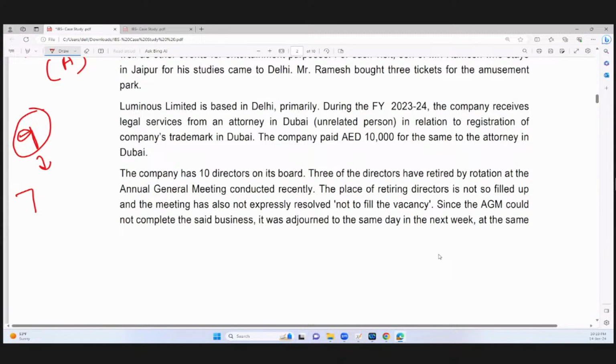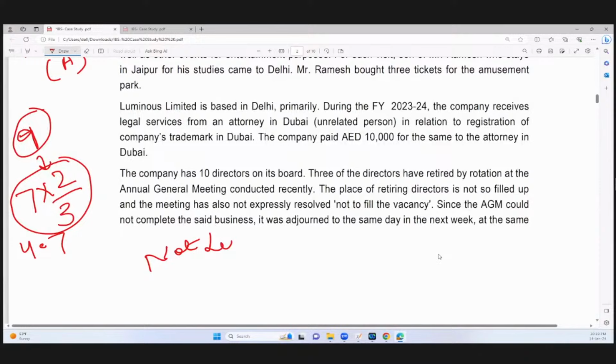So, what is retirement by rotation? We have to take not less than 2/3 of this figure, 7. So this number of directors has to retire by rotation. मतलब, अगर 7 directors हैं, तो उसमें से 2/3 directors will be liable to retire by rotation. They can be replaced. Instead of these directors, some new directors will be placed in the annual general meeting. If we look at the calculation, the total will be 4.7 of this. But what the section says is not less than 2/3. So, हमारा 4.7 से कम नहीं होना चाहिए. It should not be less than 4.7.